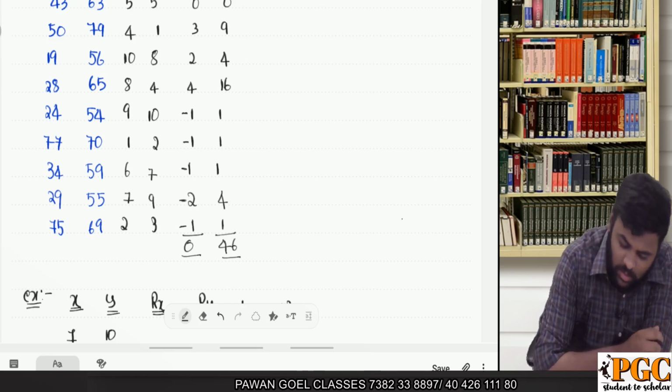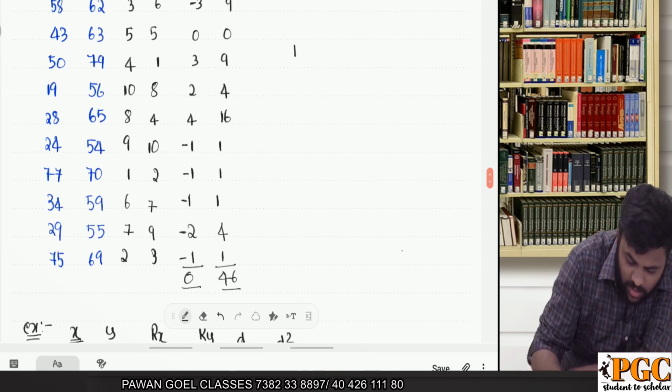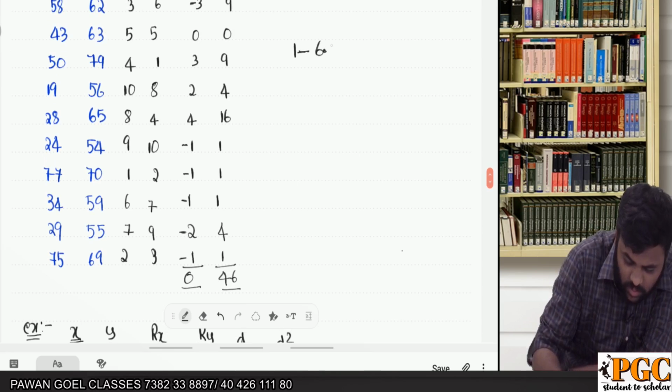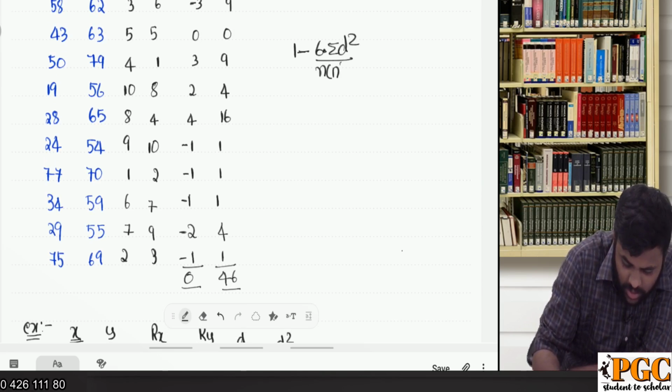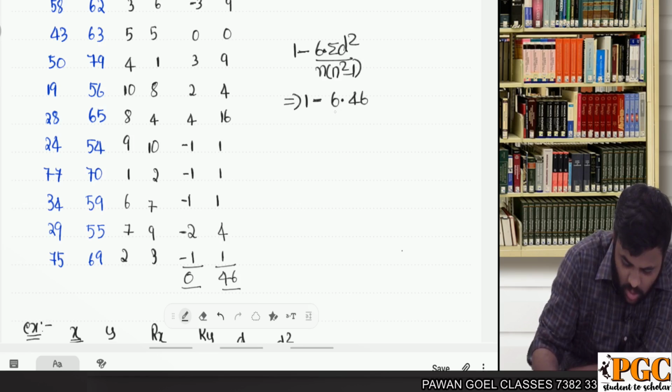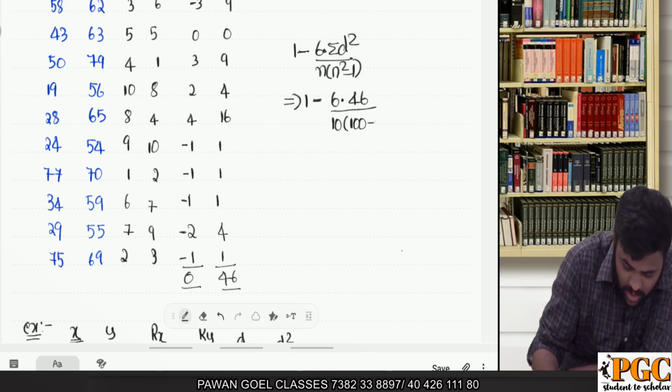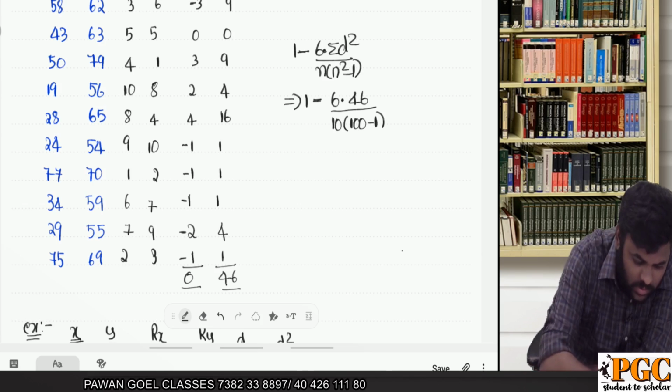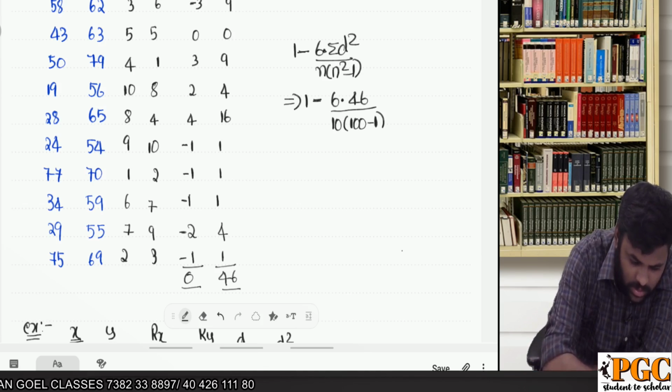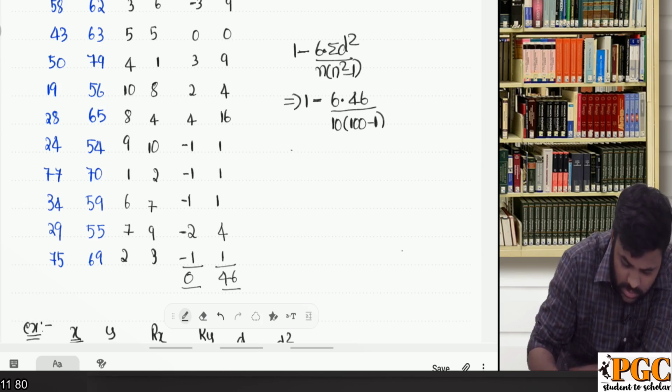Okay. Now let me apply the formula: 1 minus 6 into summation of d square divided by n into n square minus 1. That is 1 minus 6 into 46 whole divided by, 10 observations are there, right? So 10 into 100 minus 1, that is 6 into 46 divided by 99 divided by 10. So it is supposed to be 0.7212.